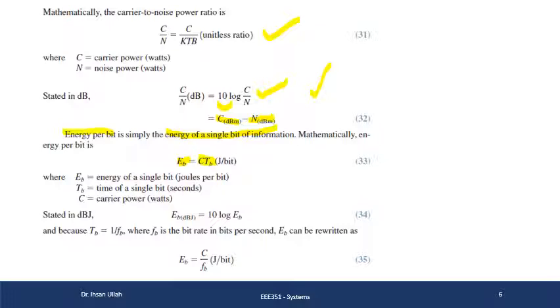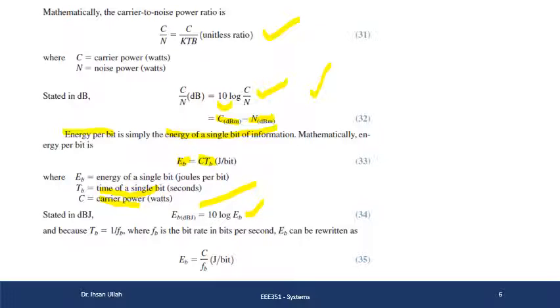So EB is the energy of a single bit, TB is the time of a single bit in seconds, and C is the carrier power. If you are viewing it on a dB scale, then dBJ is equal to 10 log of the energy of the bit. In this way, you are going to express it in dBJ.